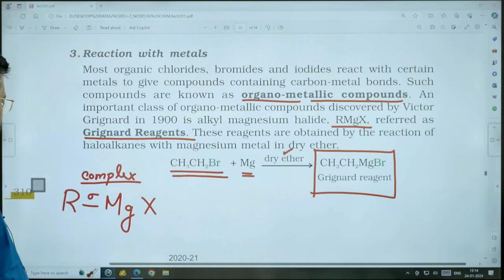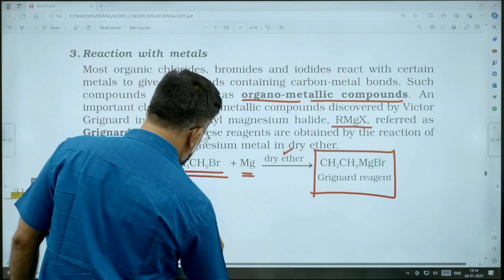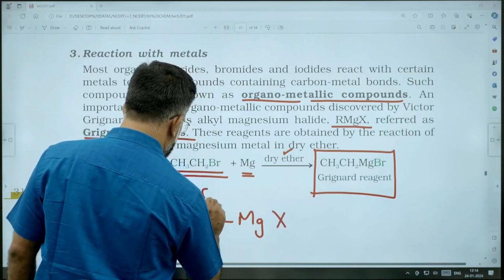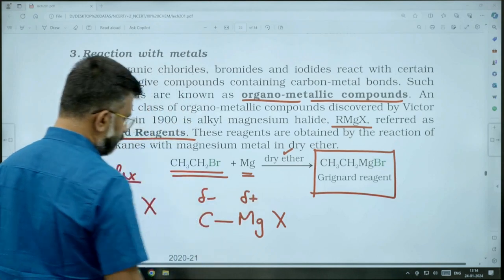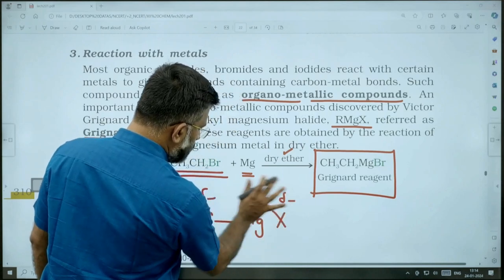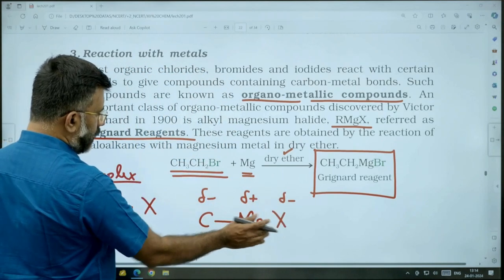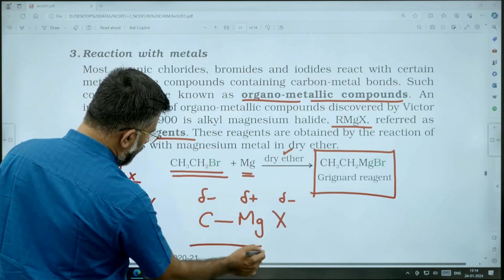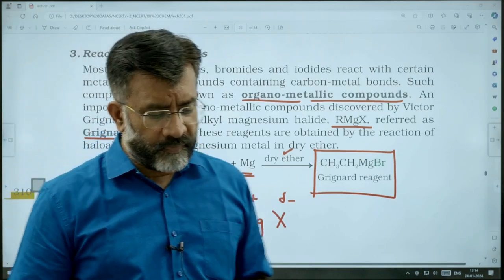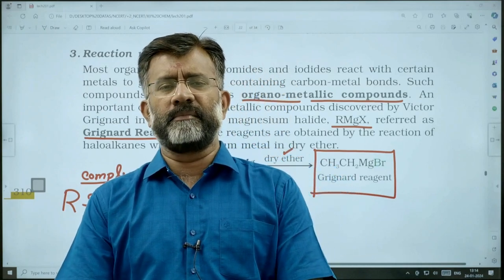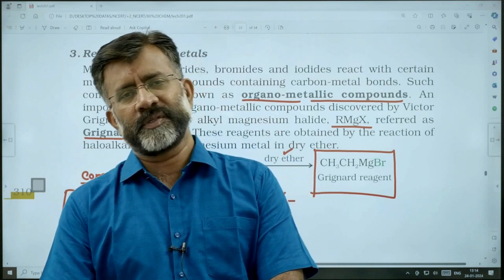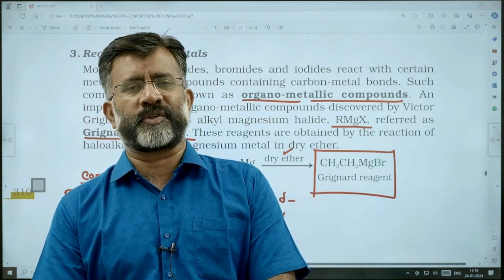It has a highly polar carbon magnesium bond. This bond is essentially ionic in nature, while the other bond is covalent but highly polar. That high polarity of the carbon magnesium bond is the specialty of Grignard reagent, with which it is able to trigger many reactions.